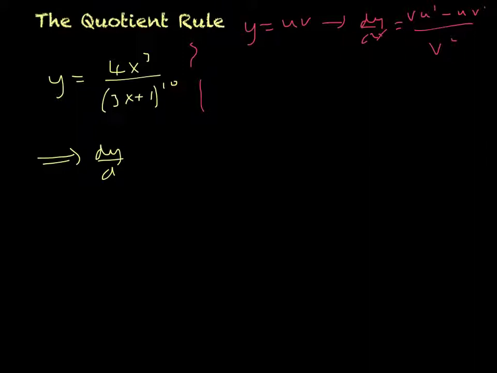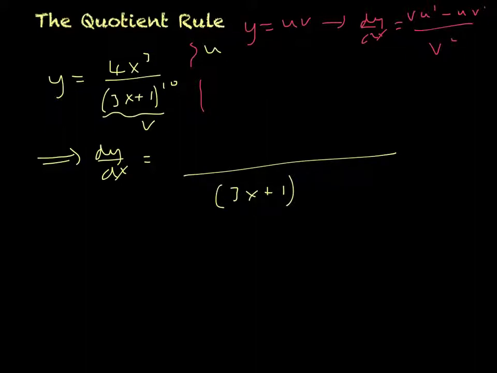So dy by dx equals, here's my v, and on the top there's my u. So v squared, I've got 3x plus 1 to the 10, all squared is going to make that 3x plus 1 to the 20. And then my v goes straight up. And then I'm going to times it by the differential of u, which is 12x squared.